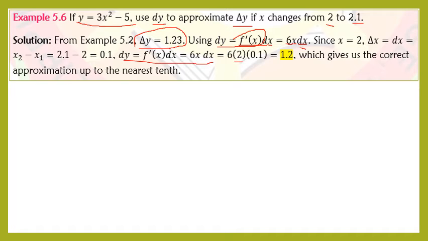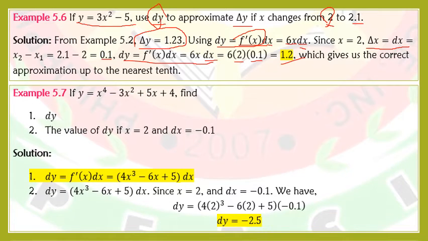Okay, so ang x natin equals 2, galing dito. And then, yung dx natin, ni-replace siya by 0.1 from here because delta x is just equal to dx. So, which gives us the correct approximation after the nearest 10. Okay, so that is equal to 1.2 yung result ni dy, if ang given natin na function is 3x squared minus 5, and if x changes from 2 to 2.1.